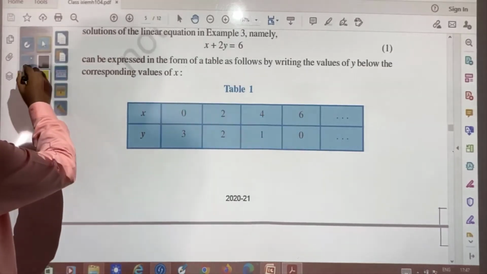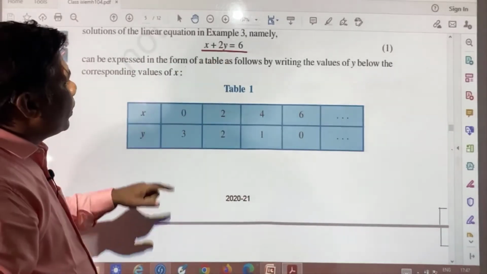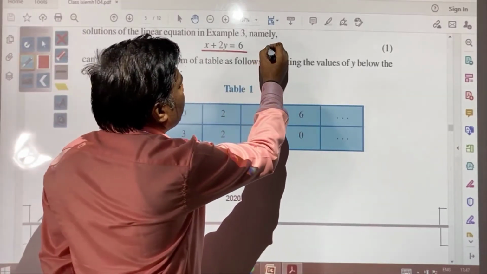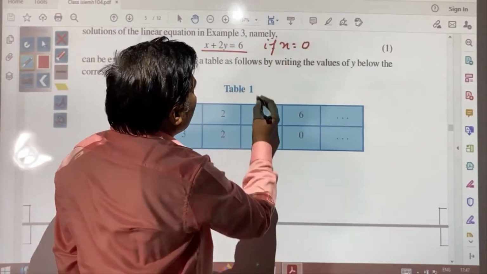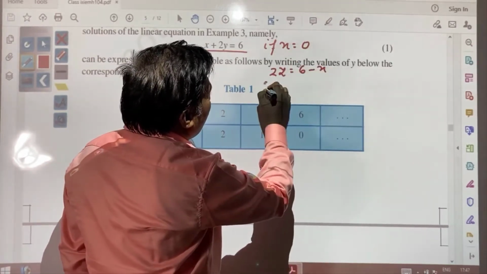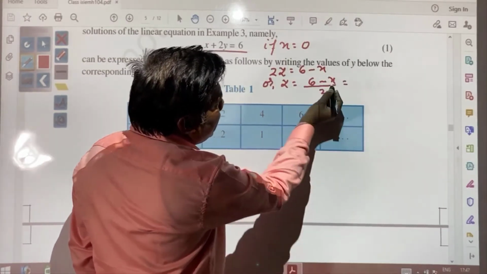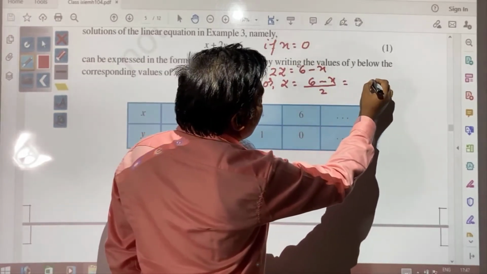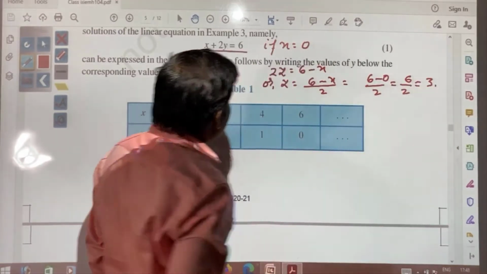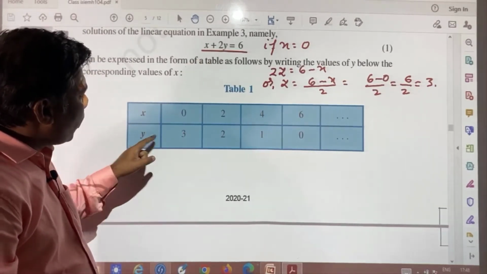Suppose you have the equation x + 2y = 6. Now you have assumed x = 0. In this case, 2y will be equal to 6 minus x, or y will be equal to (6 minus x) by 2. Here, if you are putting 0, then you will get (6 minus 0) by 2, or 6 by 2, and finally you will get 3. So when x = 0, your y will be 3.